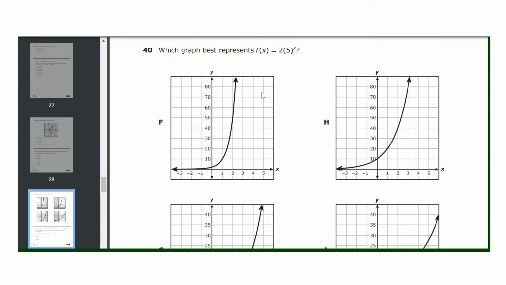Number 40. Which graph best represents f of x equals 2 times 5 to the x?